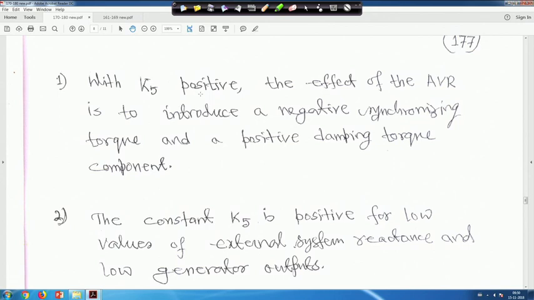You try with plus 0.12 and see whatever has been mentioned here, whether it is matching or not. So, with K phi positive, the effect of AVR is to introduce a negative synchronizing torque and a positive damping torque component, just the opposite. We saw that it was some constant into delta delta minus some constant into j delta delta, but if you take a positive value, it will be minus into minus, some coefficient constant delta delta plus some positive constant j delta delta. You do this for K phi equal to plus 0.212.